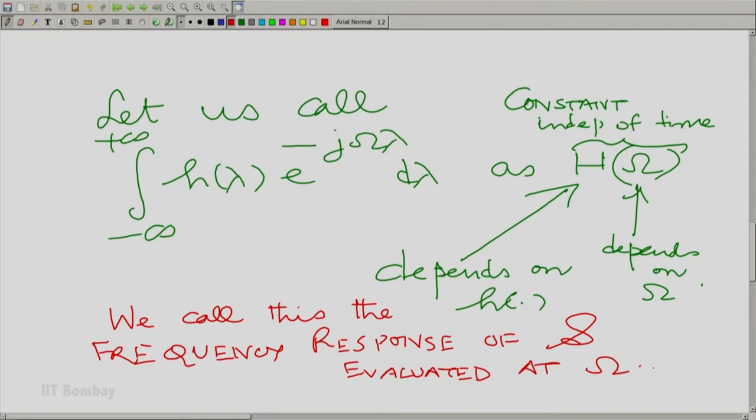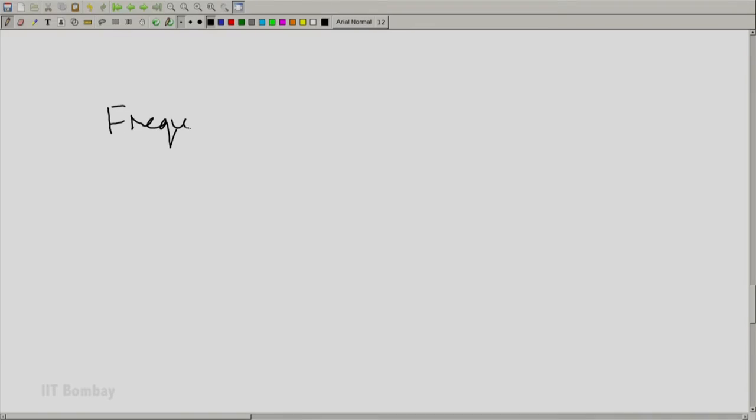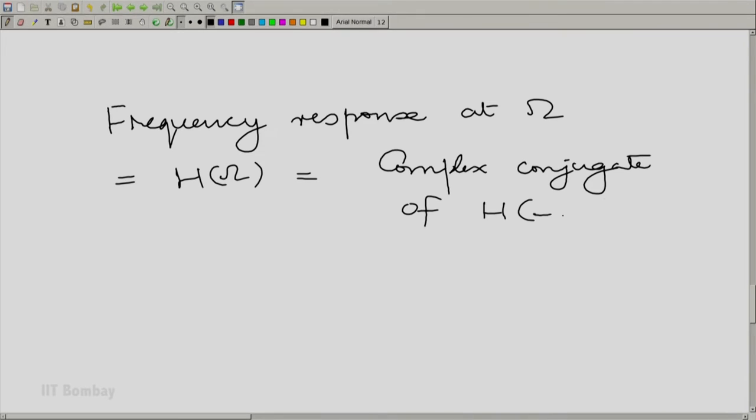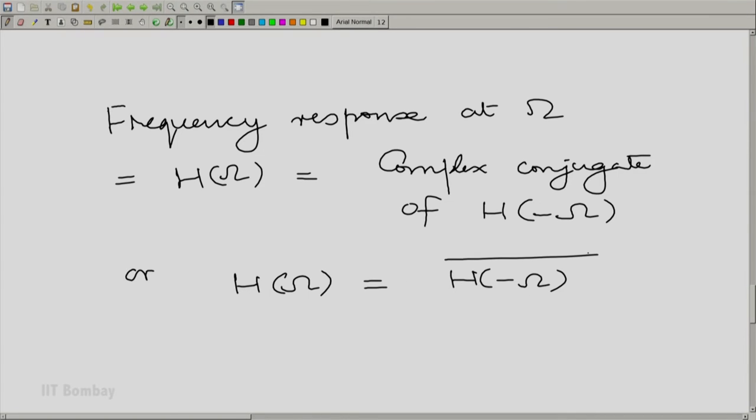Now, frequency response essentially refers to the angular frequency of the sinusoid. And when I say I have a frequency response at omega, I have a corresponding frequency response at minus omega. These are complex conjugates. So, let me write that down mathematically. Mathematically, H of omega is H of minus omega complex conjugate.